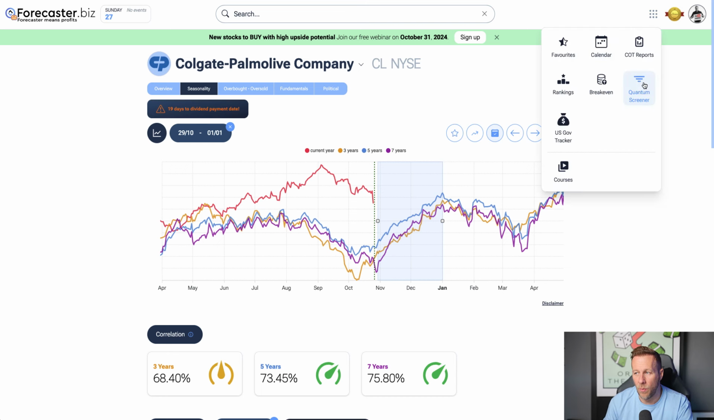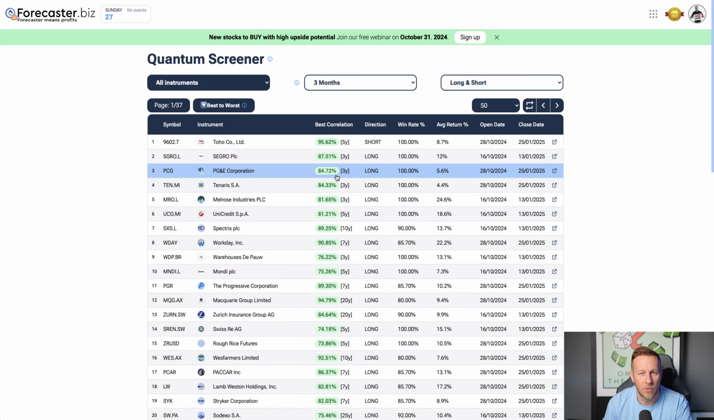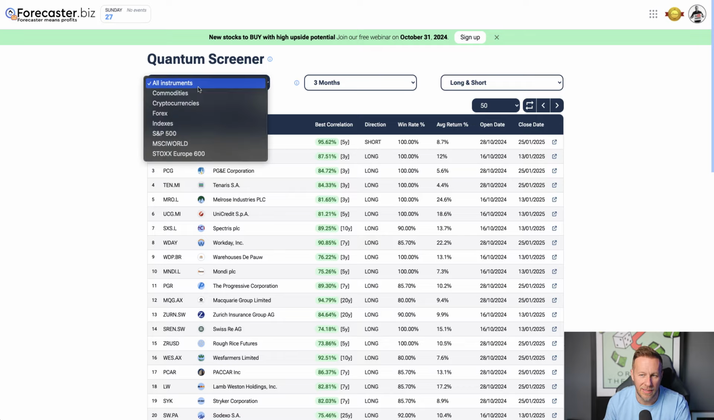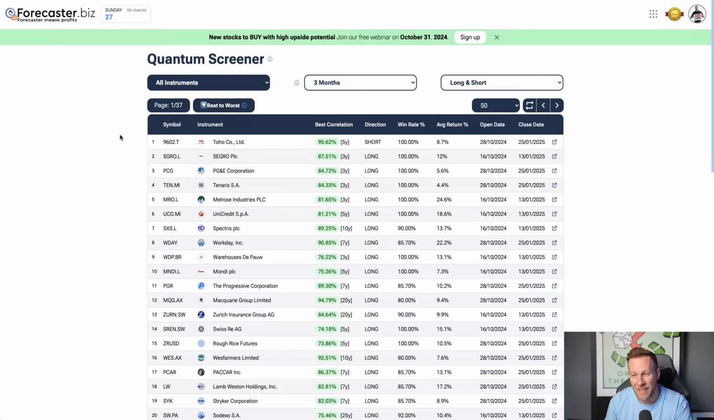I actually know someone who is using the Quantum Screener in a slightly different way, where you don't have to do any of that work with the seasonality. They come in and say, I don't want to do all of that analysis. I don't want to look at the seasonality. All I want to do is come into the markets each week, go to all instruments, and pick the top 10. I think they said the top 10. And they just do what that says.